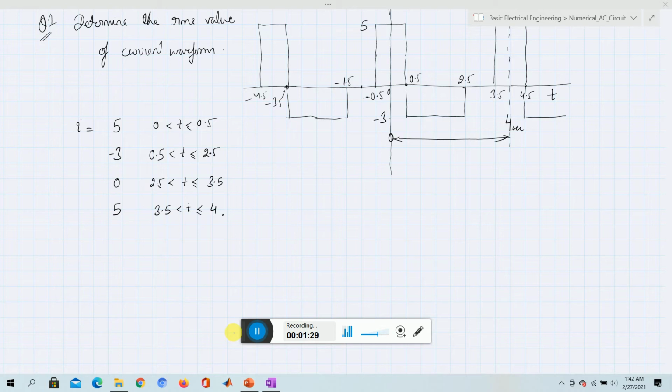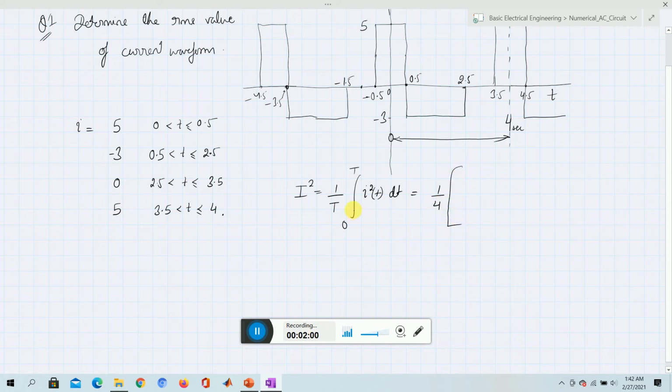So we know that to determine the RMS value, let us say the current I is the RMS current, and if we take the square of the RMS current, it is 1 by T, integral from 0 to T, of i squared dt. This is the current equation. We are going to put it over here. So we can write here this is 1 by 4.